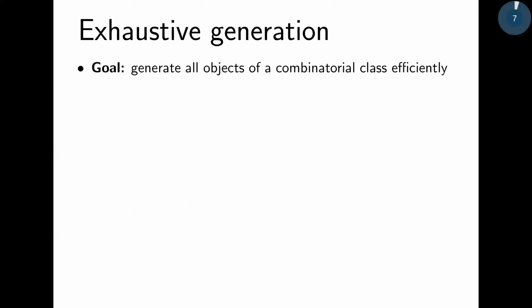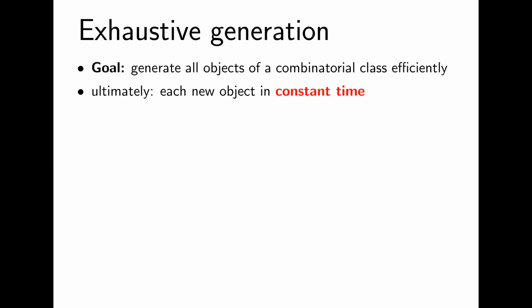So the goal is to have an algorithm that generates all the objects of a combinatorial class efficiently, every object exactly once. And ultimately, we aim for an efficient algorithm, and the ultimate goal will be that each new object is generated in constant time. So when going from one object to the next, we only spend constant time, and this is somehow the best we can hope for. This is maybe not always possible, but this is the ultimate goal that we aim for.